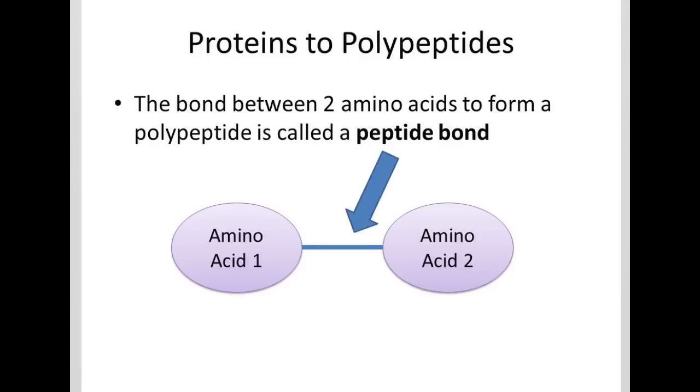Proteins are created by bonding 2 amino acids together to form a polypeptide. And just like carbohydrates had that special type of covalent bond called a glycosidic linkage, proteins have a peptide bond, which is the bond between 2 amino acids. And you do need to know the name of this bond.